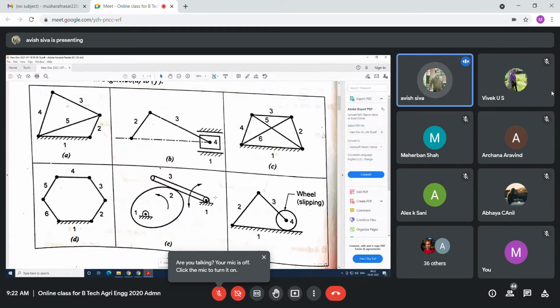So the number of binary joints is equal to 8 and the number of links is equal to 6, and your degrees of freedom will be minus 1. That is a very simple and direct question. What about figure D?